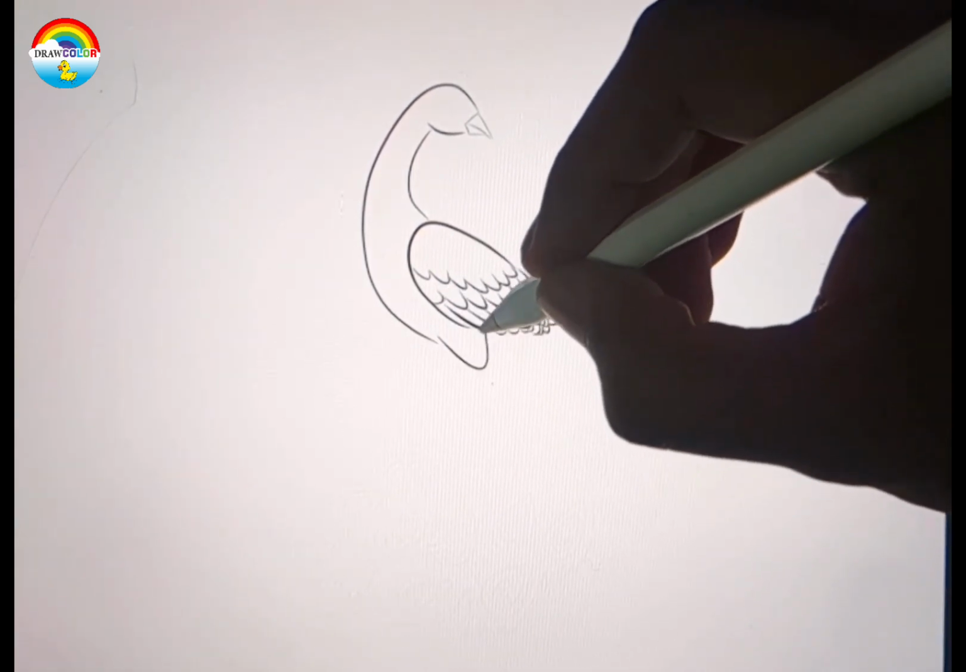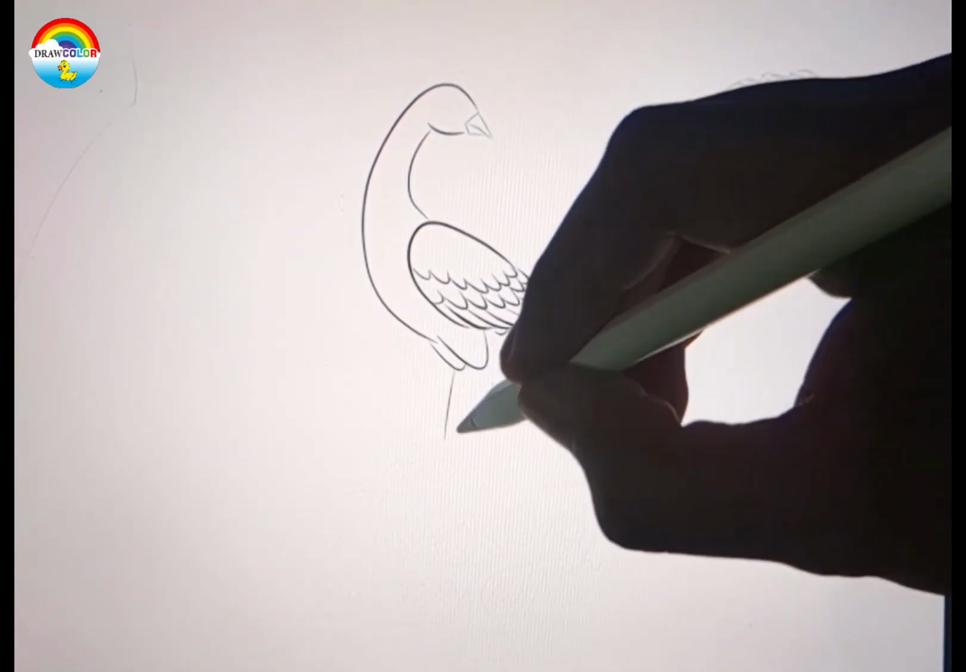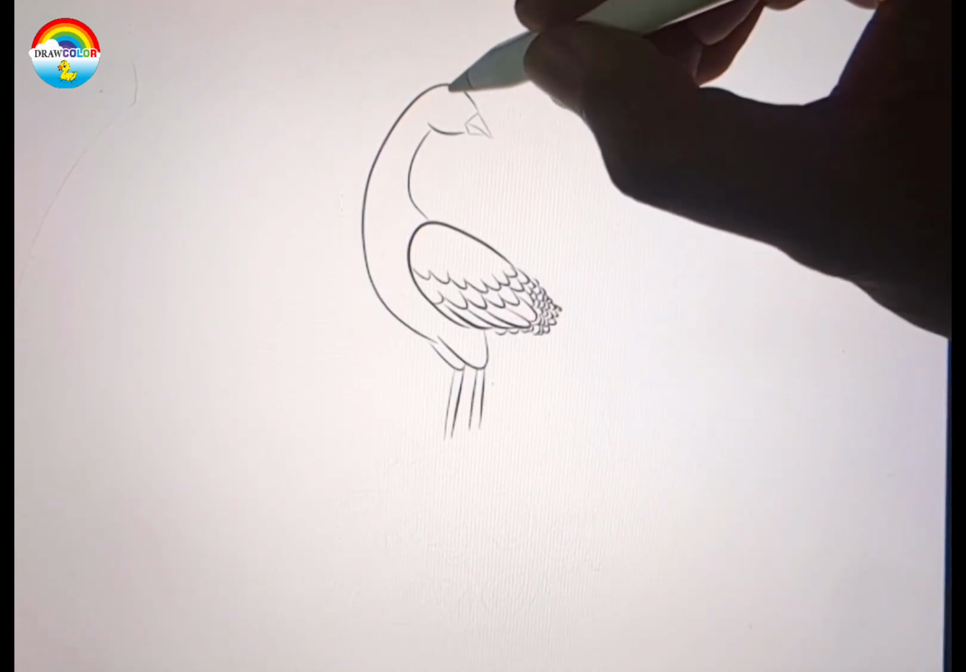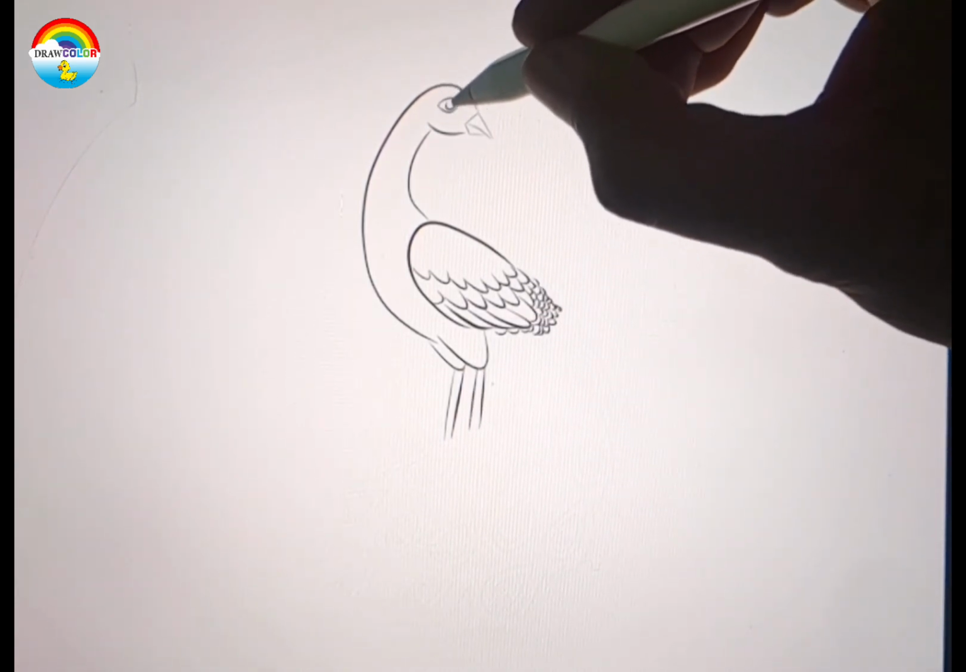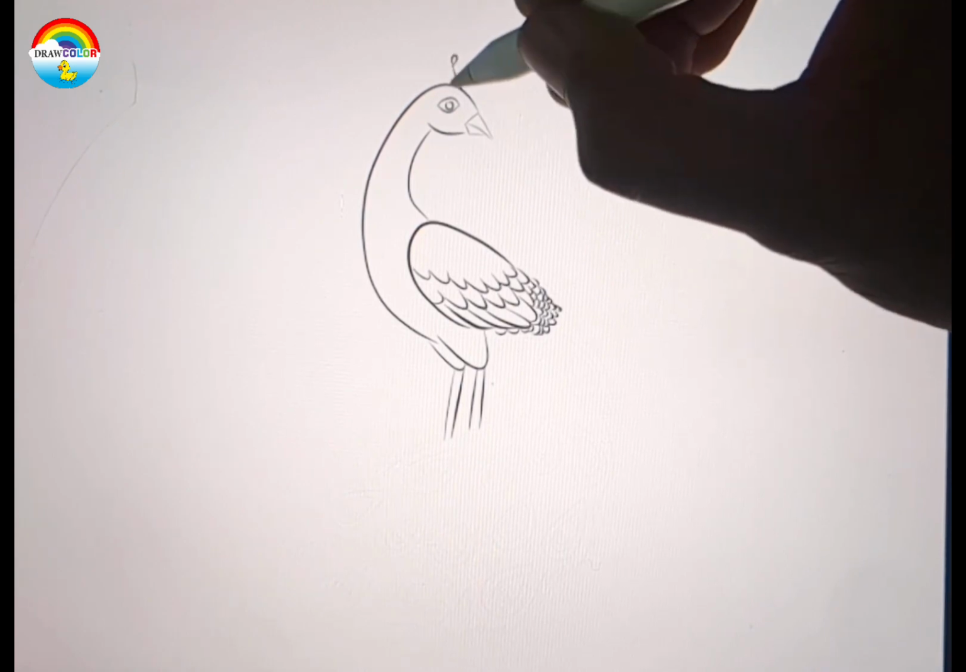Female peacocks are called peahens. They are generally smaller and have brown or grayish feathers. Unlike the males, they do not have the extravagant tail feathers.